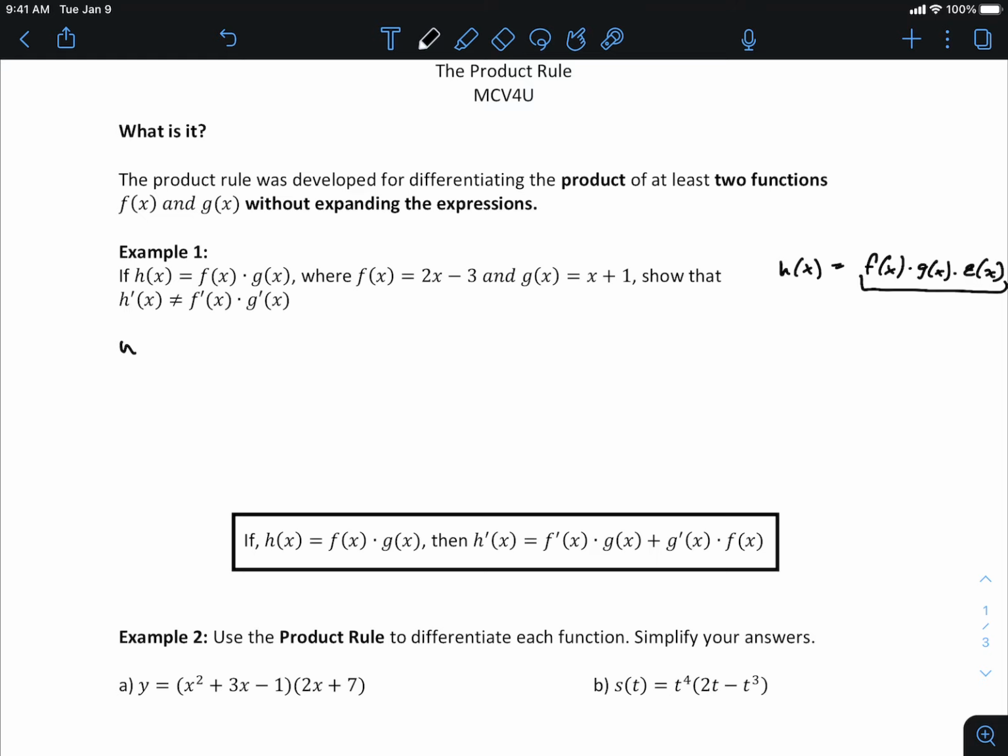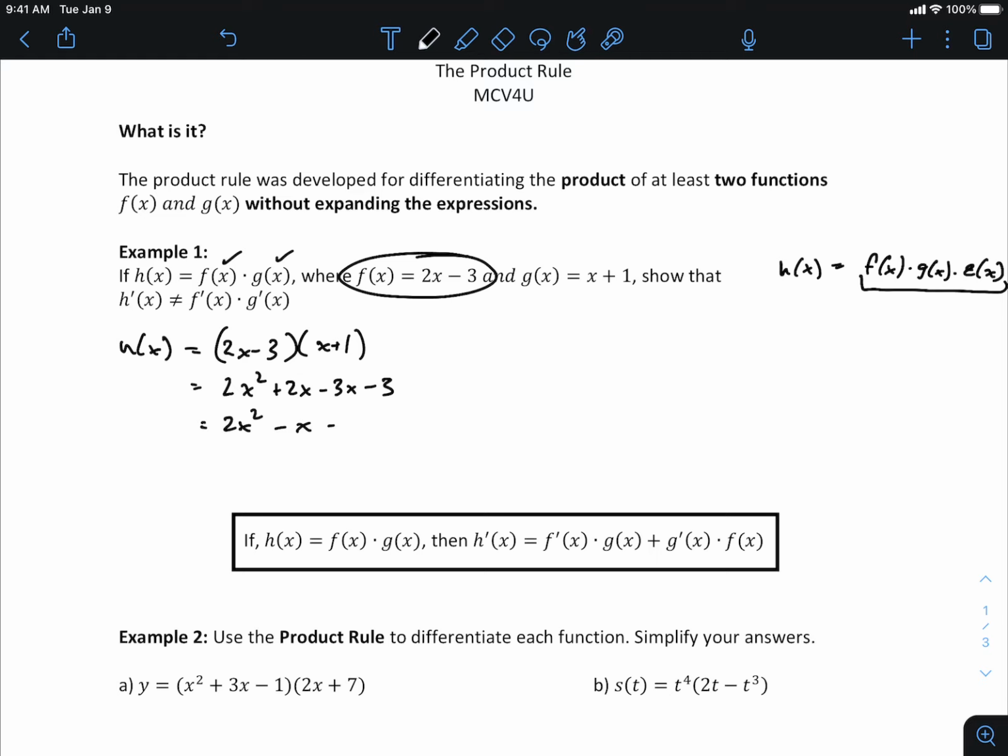So we'll say, okay, well, h of x is telling me that I'm going to take these two functions, f of x, right? And I'm going to multiply it against g of x. So I'm going to say 2x minus 3, that's f of x here. And I want to multiply that against x plus 1. So I'm going to expand that, and I'm going to get 2x squared plus 2x minus 3x minus 3. And that's going to be 2x squared minus x minus 3. Now, that's h of x.